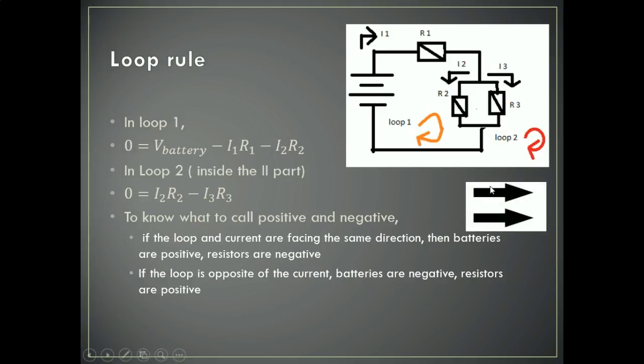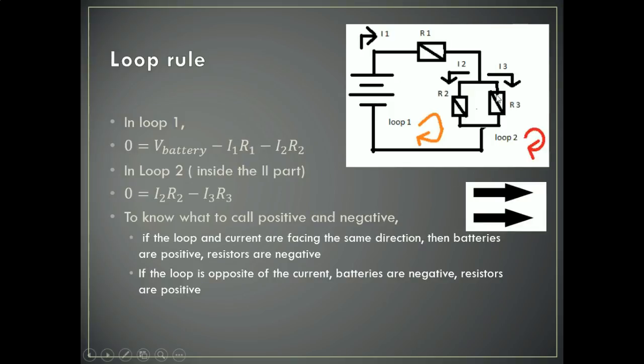So here's the thing. If the loop and current are facing together, I'm going to say the current flows from the positive end to the negative end, and this is what most people say. So the longer end to the short end of the battery. So the current's going with this black arrow, and I'm measuring the loop from a clockwise direction. So since they're both going clockwise, batteries are positive, like this, and then resistors are negative.